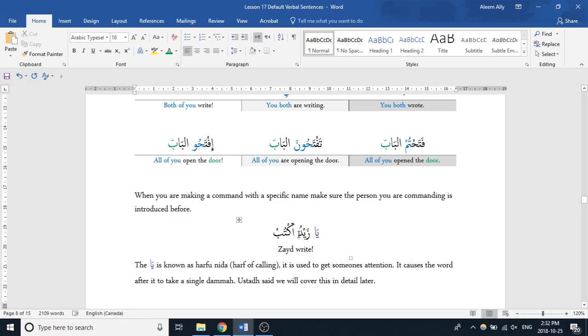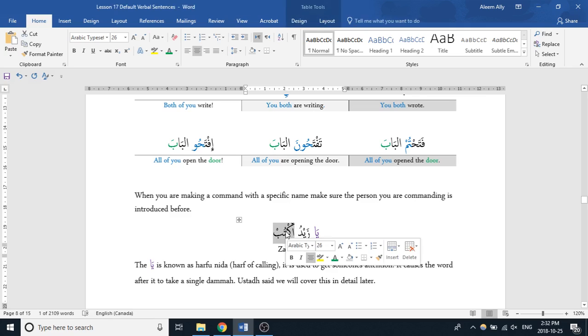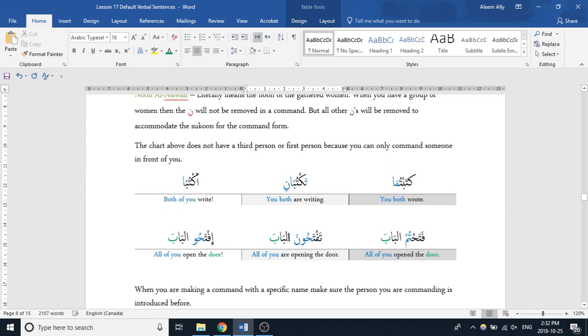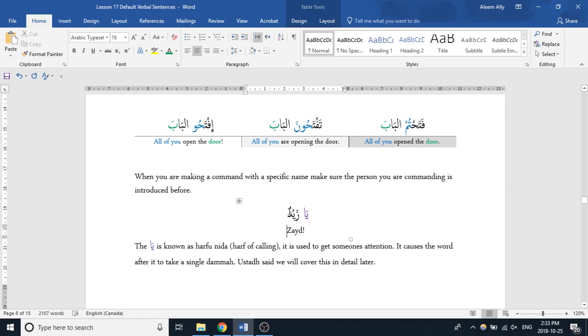So if I got rid of uktub and I just had ya Zaydu, it would just translate to Zayd. Or some people say O Zayd, but Sheikh Omar says that's really outdated. Nobody really talks like that. So Zayd would be more appropriate. And what this ya does is that it causes the word coming after it to drop tanween. So usually it'd be Zaydun, as we've seen in other examples above, because masculine names carry double endings, but in this case it just becomes Zaydu because of the ya acting on it.